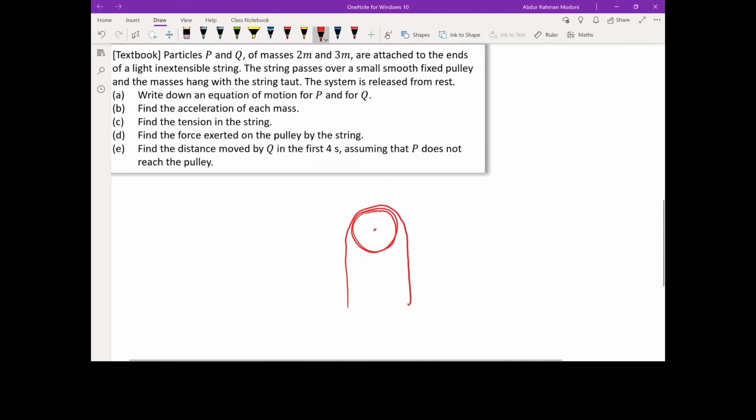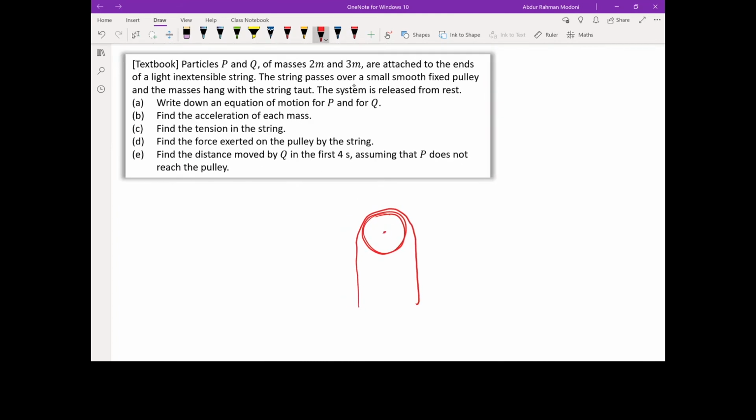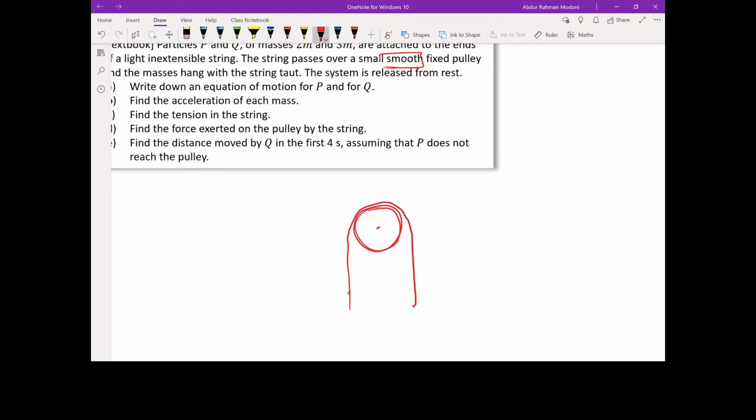Before we even go into the question, we need to understand what that smoothness actually results in. As you can see in the question, it says the string passes over a small, smooth, fixed pulley. Now the smooth fixed pulley is very important. That word smooth essentially means that whatever tension we have in the string on this side, suppose we've got a tension here, then we will have exactly the same tension on the other side, because it's connected by the same string and it passes over a smooth pulley. If there was friction there, that would result in the tensions being different.